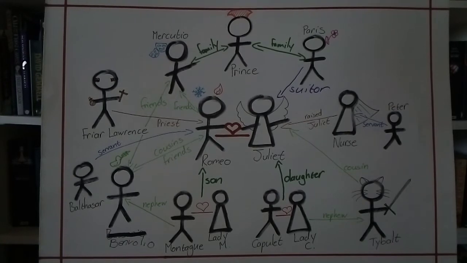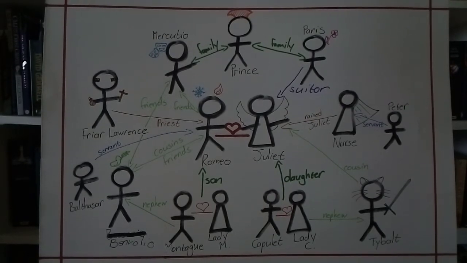Then the other family member of the prince is Paris. He is a suitor for Juliet. He is keen on marrying her. Has many conversations with Capulet about this, and I've depicted him having a flower because Lady Capulet says that Verona's summer hath not such a flower seen. So apparently he is quite the catch, eligible bachelor, very handsome.